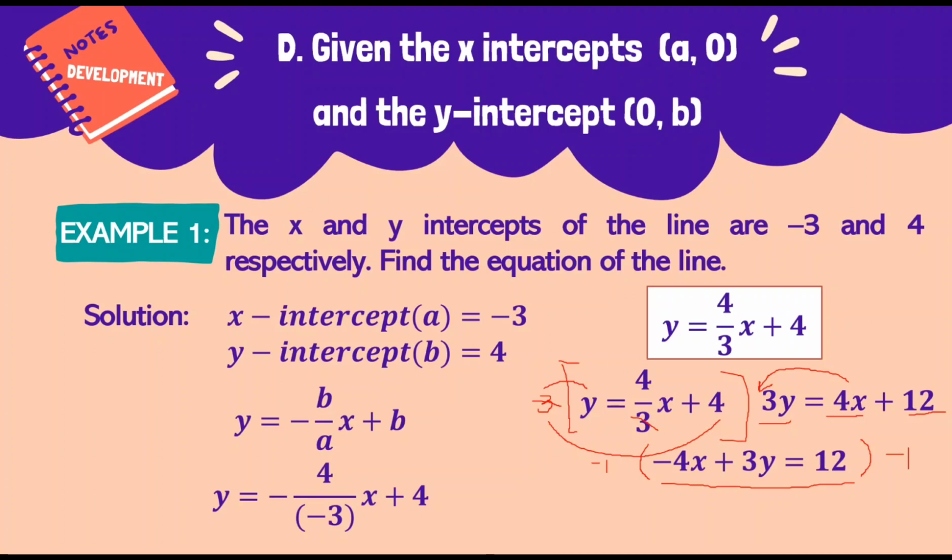Then, we have negative 1 times positive 3y. We can get negative 3y. And then negative 1 times positive 12, it becomes negative 12. So let us see. For x, tama, negative 1 times negative 4x, we have 4x. Negative 1 times positive 3, we have negative 3y. And then negative 1 times positive 12, we have negative 12. So meron tayo ditong dalawang equation of the line. Ang isa written in slope intercept form at ang isa naman ay written in standard form.